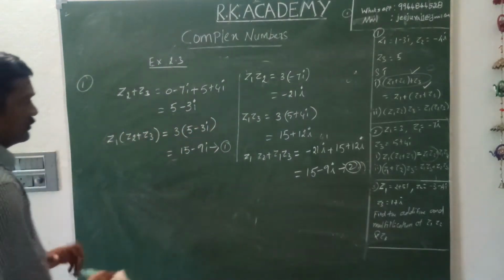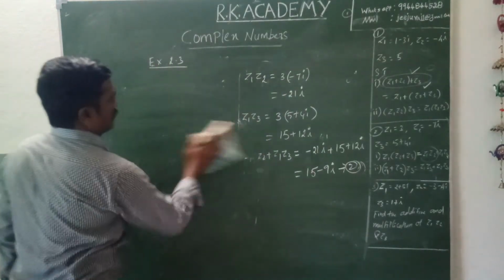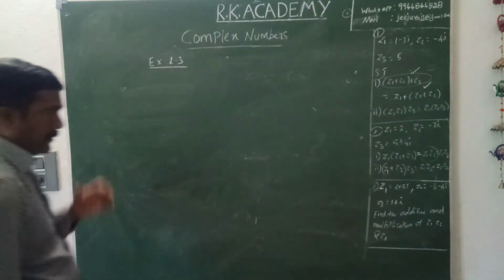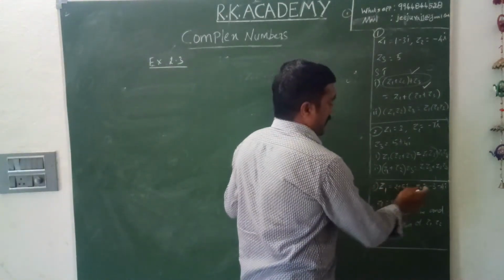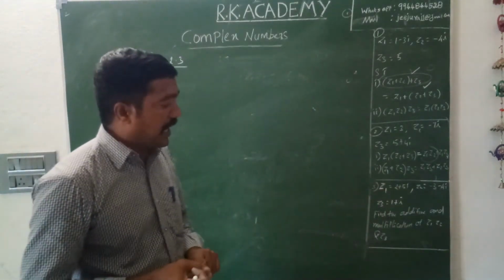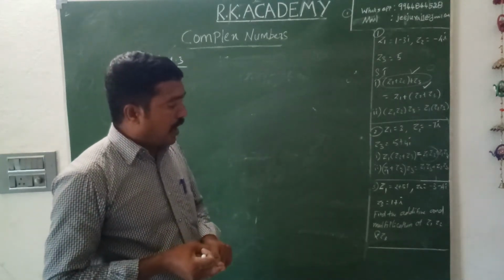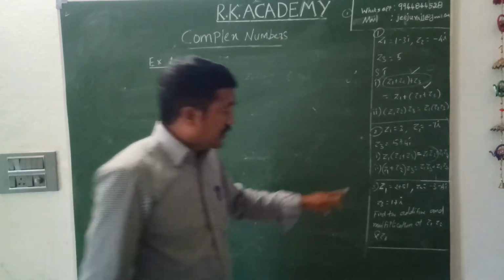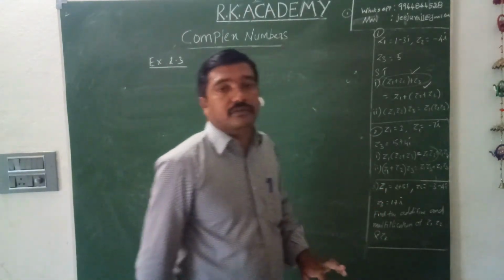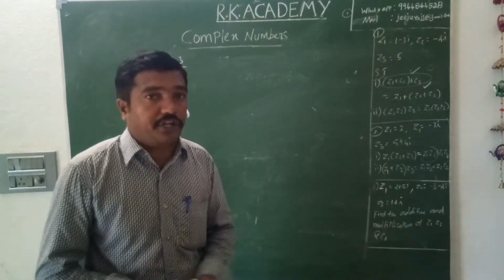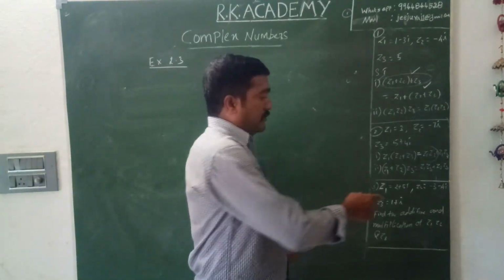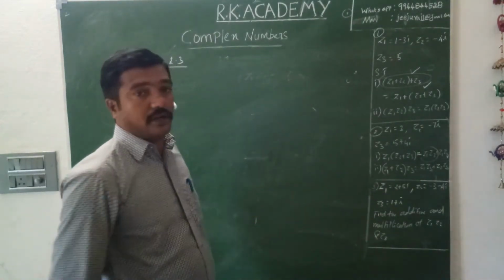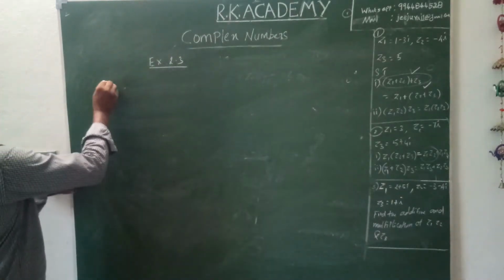Now the third one. What about the third one? Listen. There are three complex numbers given. We are going to find the additive and multiplication inverse of Z1, Z2, Z3. Now we are going to find out the additive inverse of these three and the multiplication inverse of this one. Okay. Z1 is given.